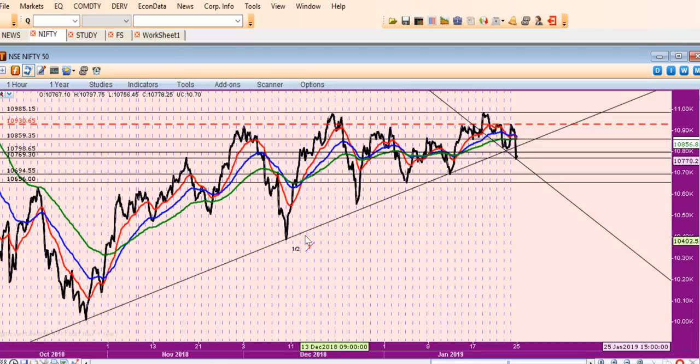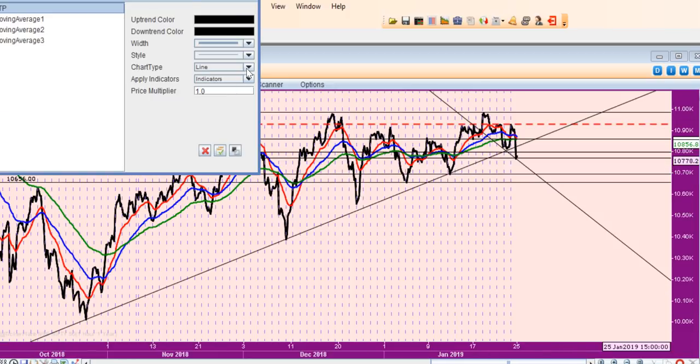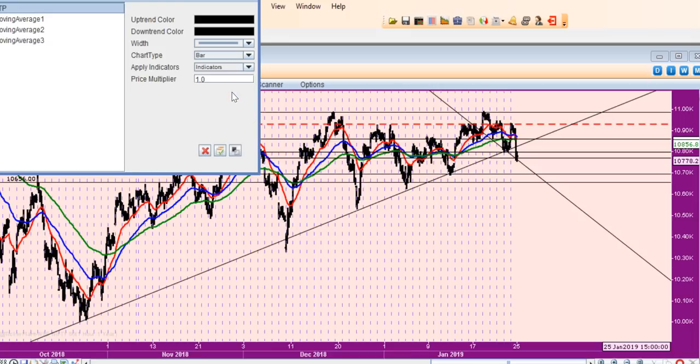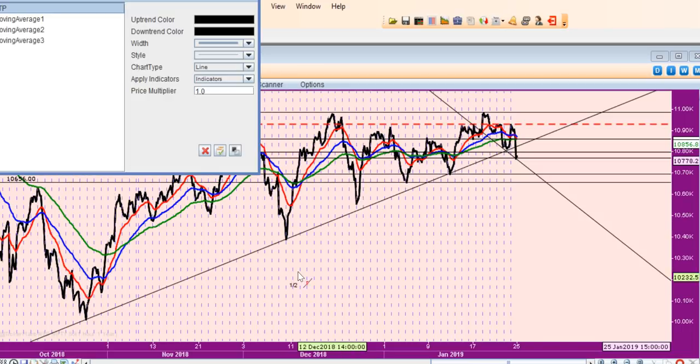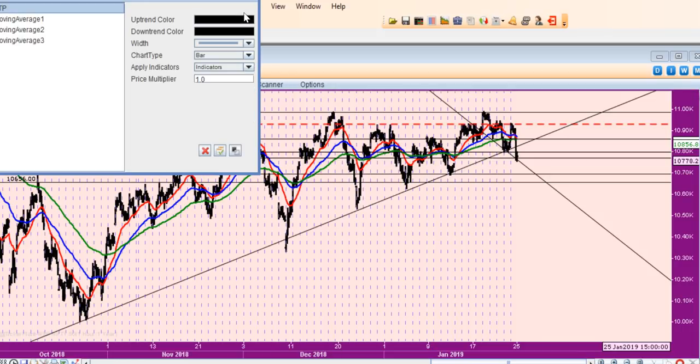I just joined those, and we have seen that this has been respected again and again, and now I'll change it to bar chart so that we can see how many times it has tested support. Here again, you may think that Nifty has not taken a support here, but if we change it to bar chart, we can easily see that yes, it has tested a support.